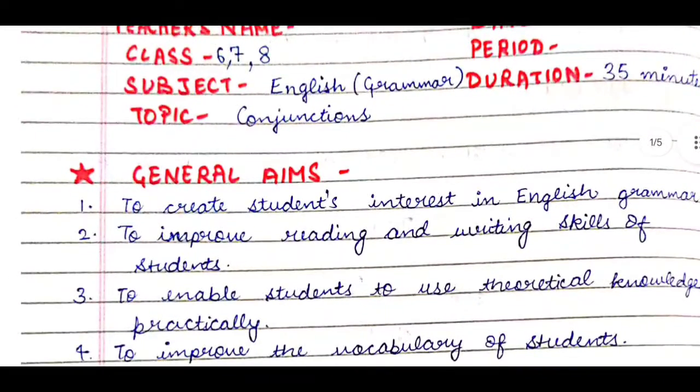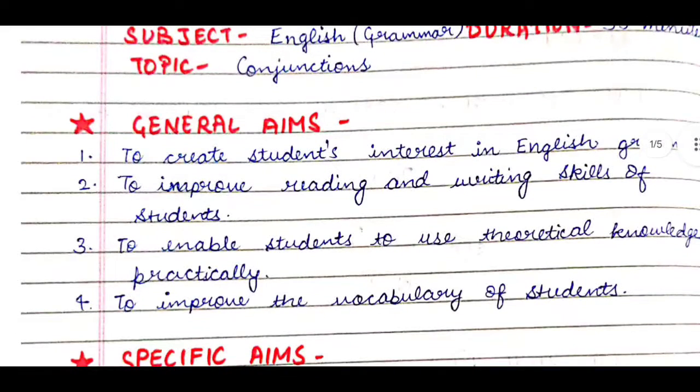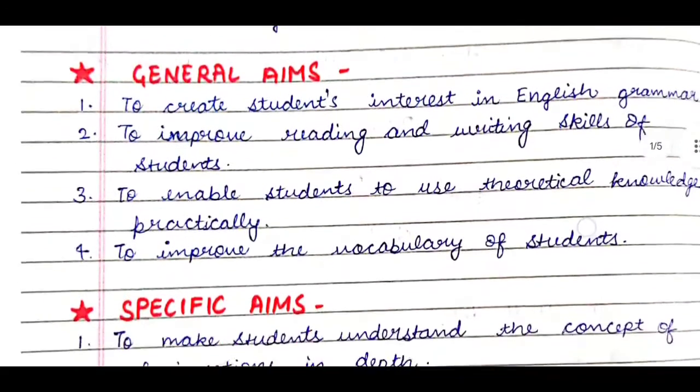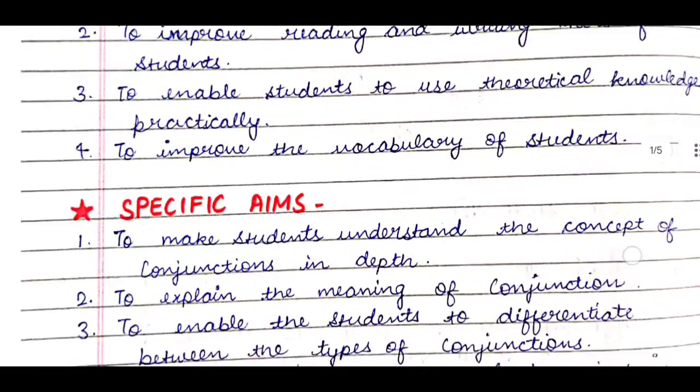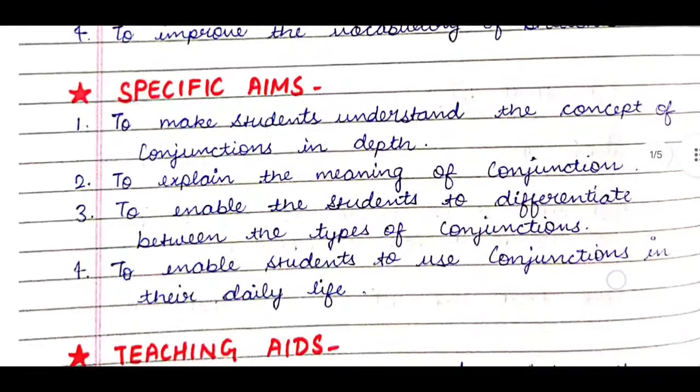After that comes general aims. As you know, it is related to the subject. So I've written first to create students' interest in English grammar, second to improve reading and writing skills of students, third to enable students to use theoretical knowledge practically, fourth to improve the vocabulary of students. Okay, so you can copy these general aims in every English grammar lesson plan. Okay, they can be same because the objective of teaching the subject is same.